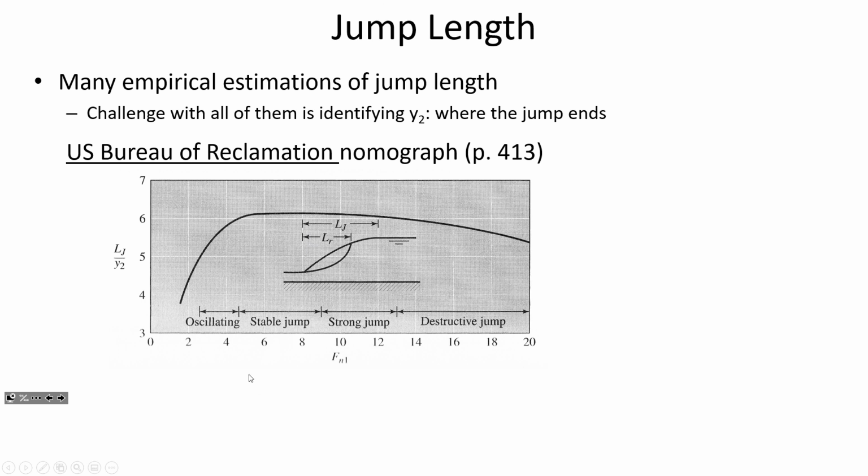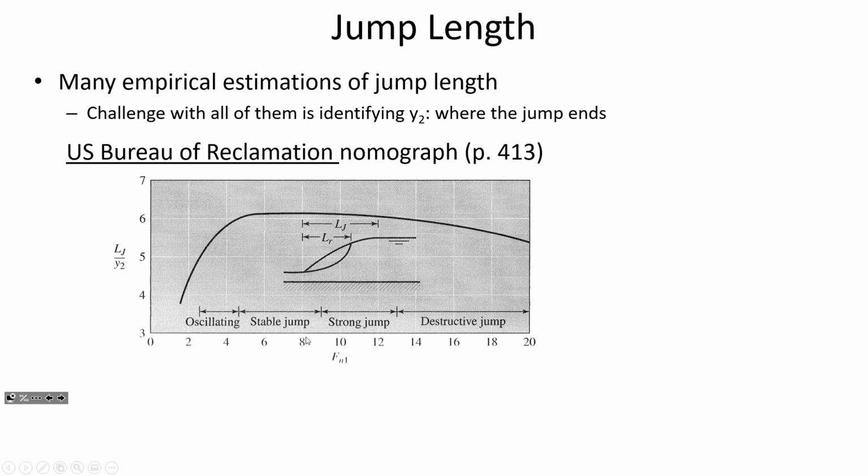Our book has this nomograph. It's a figure that's produced by the Bureau of Reclamation just to show you how long the jump would be. The overall distance from the initiation of turbulence, where this rapid flow variation begins, up to and including the rollers, but then some section beyond the rollers where the flow is still increasing in depth until it reaches the normal depth and stays at the normal depth downstream.